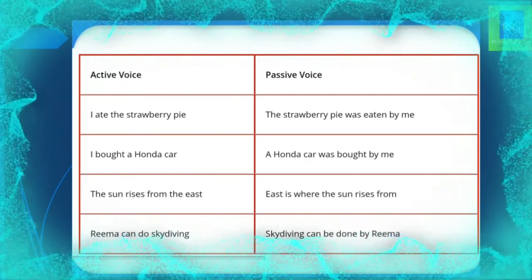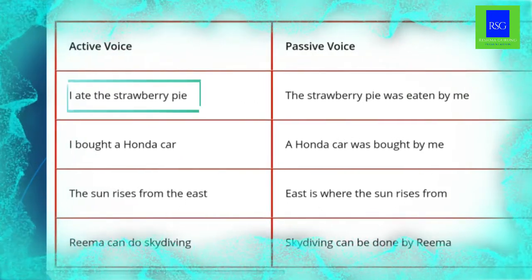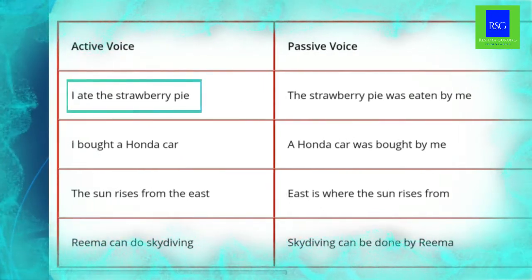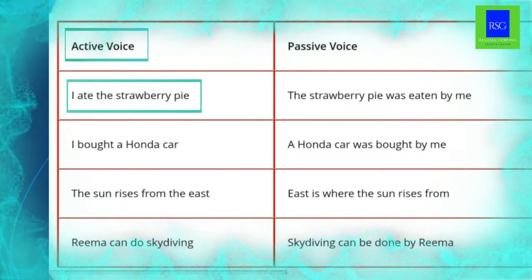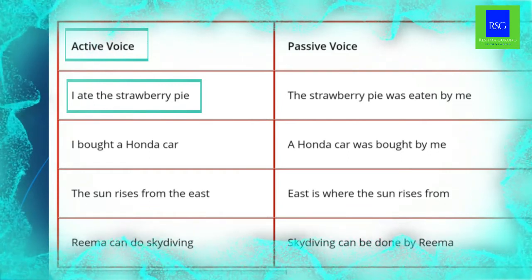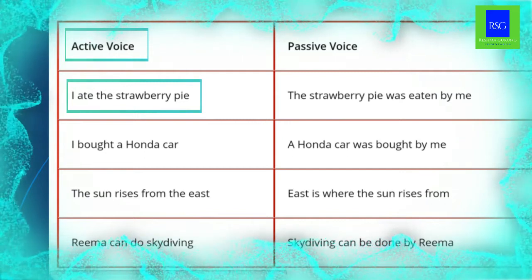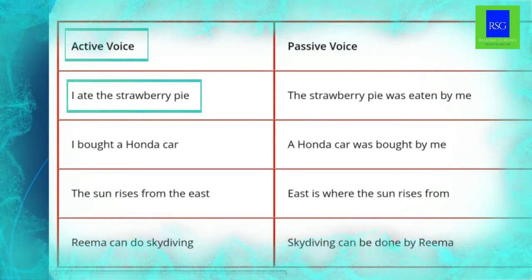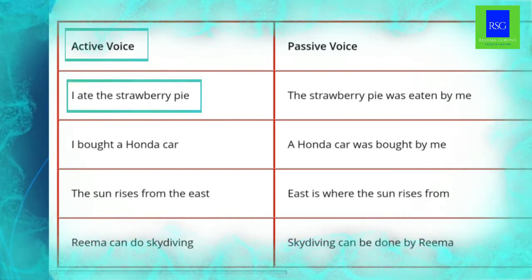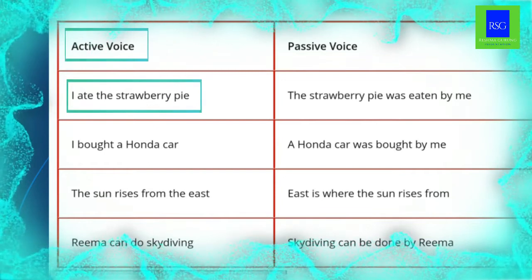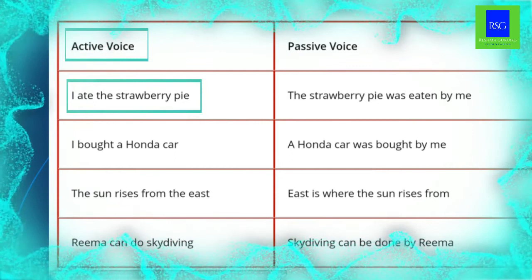Now look at the first sentence. I'm going to read the first sentence for you. The first sentence says, I ate strawberry pie. Now this sentence is in active voice. In this sentence, I is the subject, ate is the verb, and the strawberry pie is the object. Please remember that whenever you are converting sentences from active voice into passive voice, the subject becomes the object and the object becomes the subject. That is a very important point that you'll have to remember.